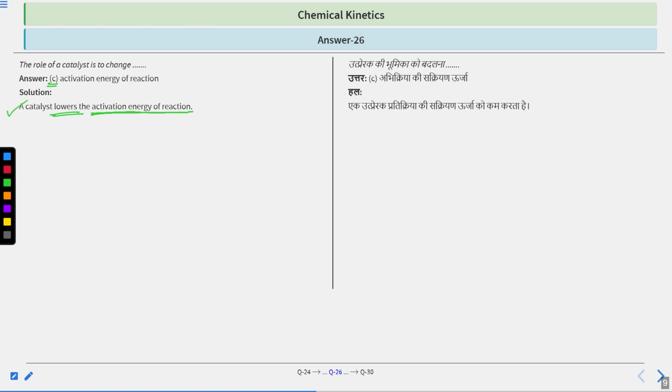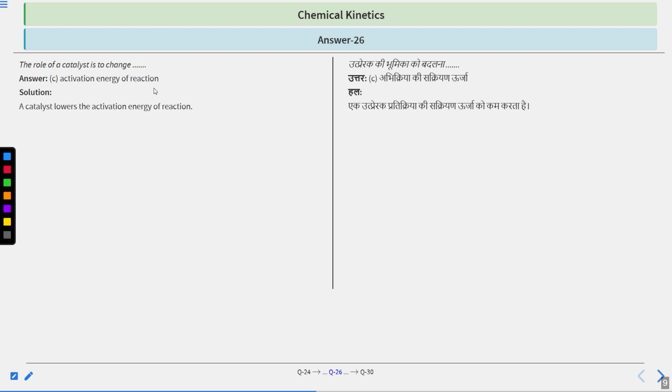So the catalyst lowers the what? It will change the concept of lowering the activation energy of the reaction happening. And thus the C option is the correct answer, that is activation energy of reaction. So this will fill the blank: the role of a catalyst is to change the activation energy of a reaction.